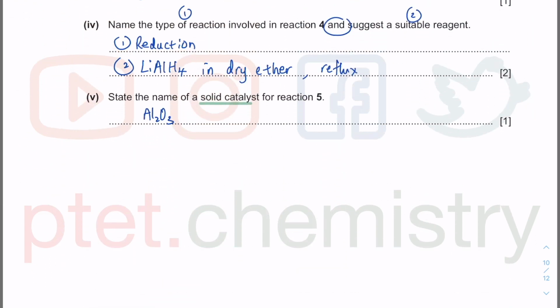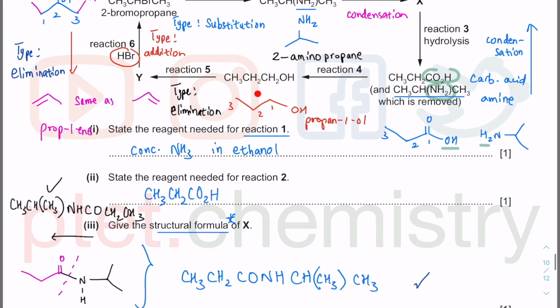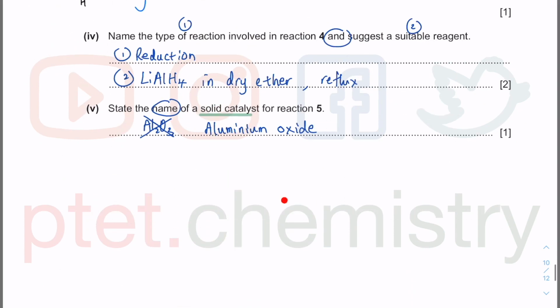I would not get the marks because they want the name. So I should really write down the name, aluminium oxide there. Okay, so they want a catalyst. If you put concentrated sulfuric acid there, it is actually a reactant that is used to kick off the H2O. So actually concentrated sulfuric acid will work as well. It could be the answer as well.